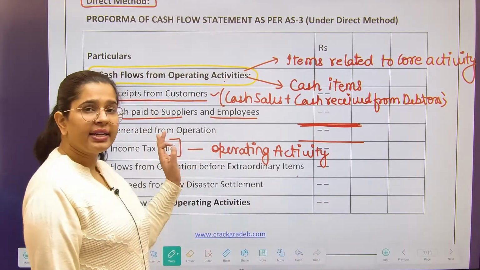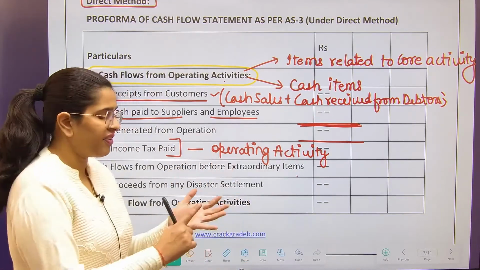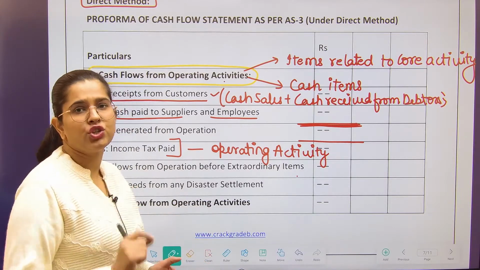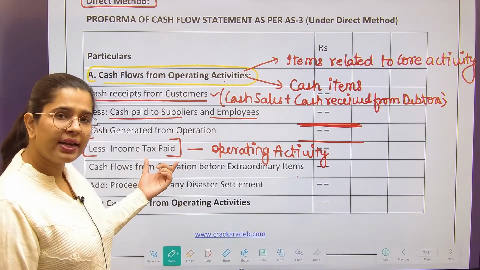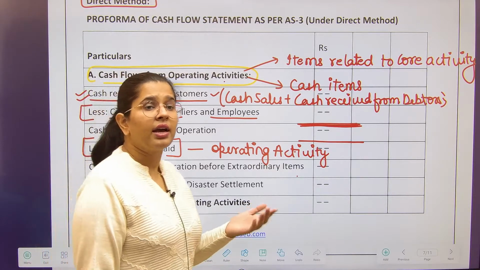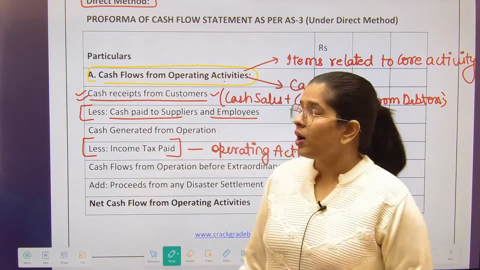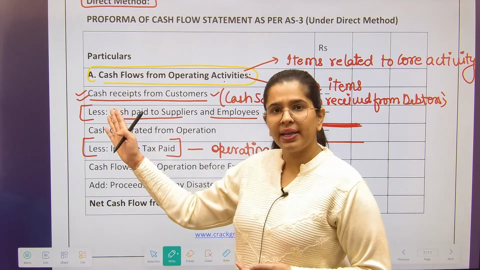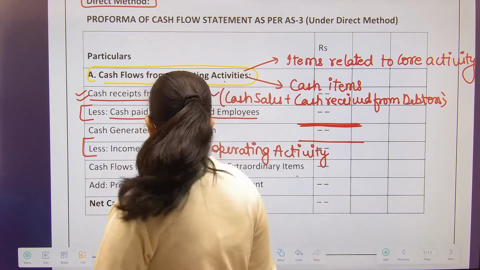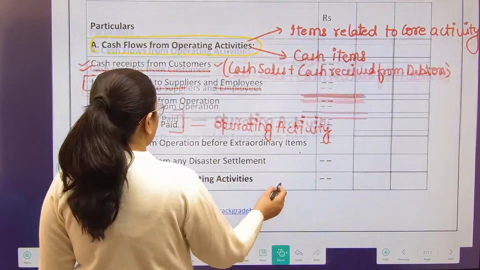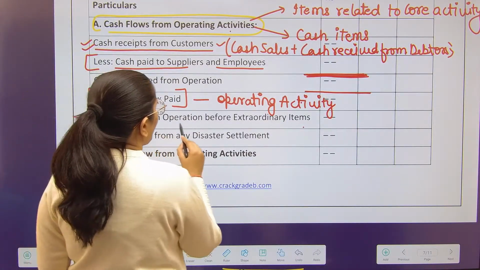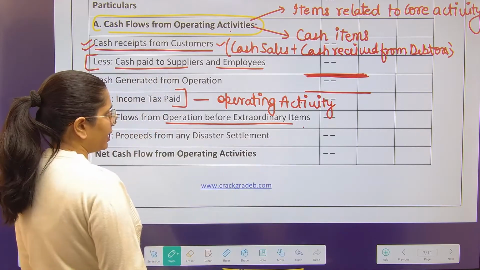So I have told you that taxes will be classified in financing, investing or operating activity based on the purpose for which you have paid tax. Here I have paid income tax because I am conducting some business, I have generated income in it and the government is demanding tax on it. So tax payment is being done on operating activity, hence it will be classified under your operating activities. Now, this will give me cash flow from operations before extraordinary items.